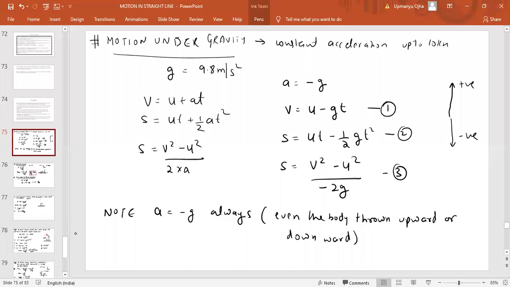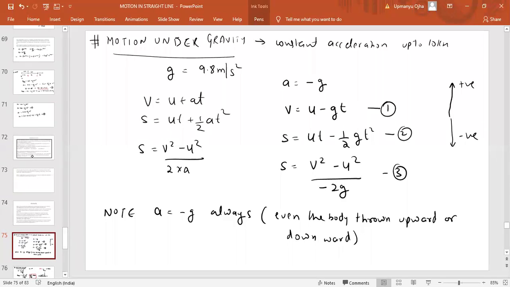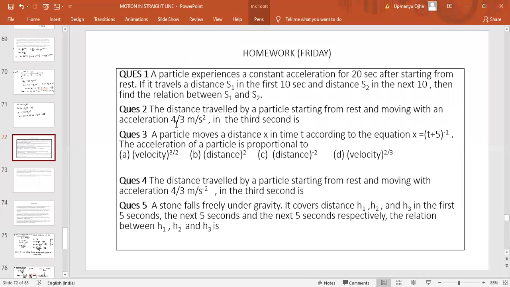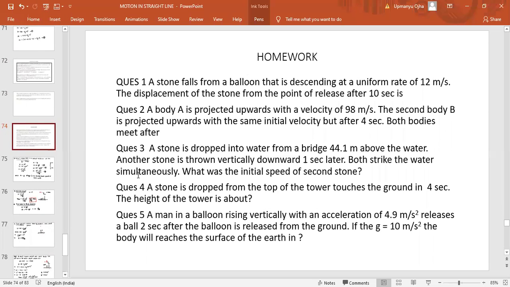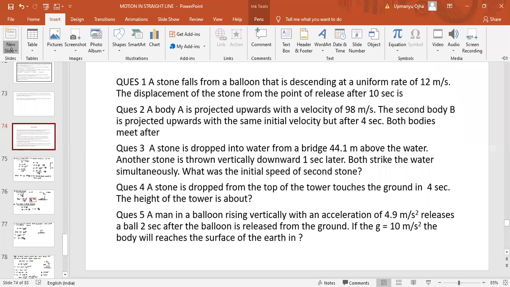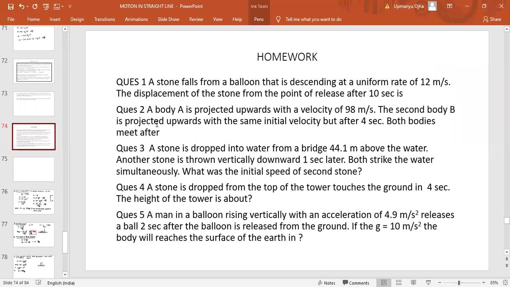Now let us discuss the homework problem of Friday. I think we can discuss this Monday homework now. One or two questions we can discuss. So we can discuss at least one question here. Question number 4 we can do. That is an easy one. So the fourth question is what?